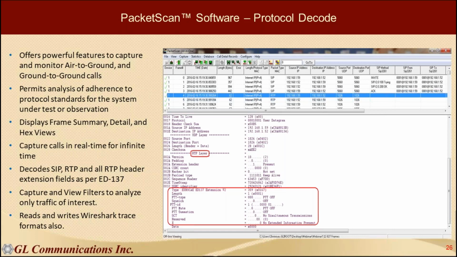For example, I can put capture filters to capture only the SIP and RTP traffic, so that I'm not bothered by other traffic, which will usually be more. It can also import and export Wireshark trace files. If you have a Wireshark trace file captured at some of your locations and you want to perform a deep analysis of that capture, you can just import it into Packet Scan, and it will be able to do the complete analysis.